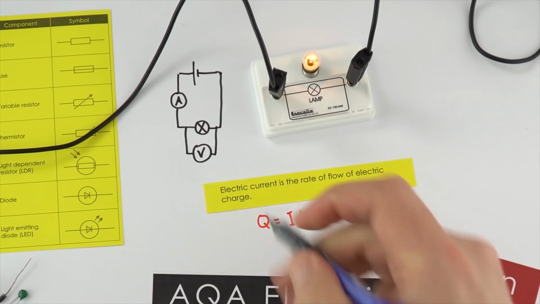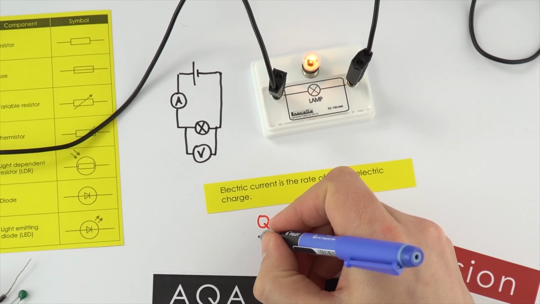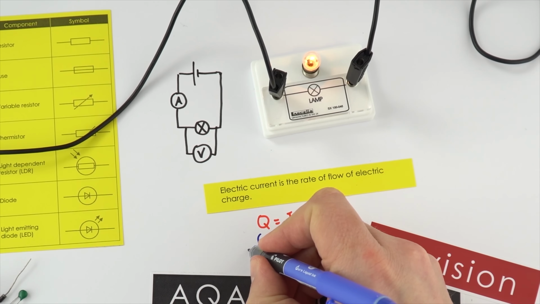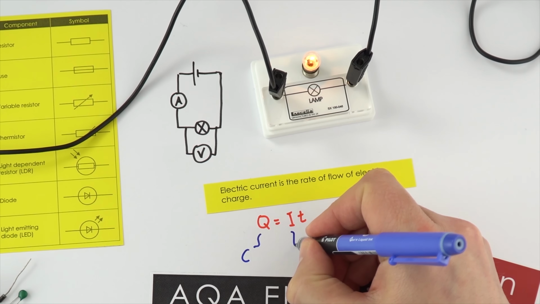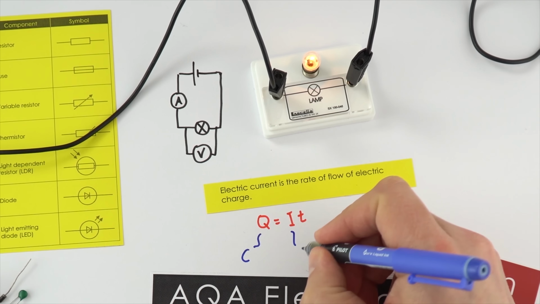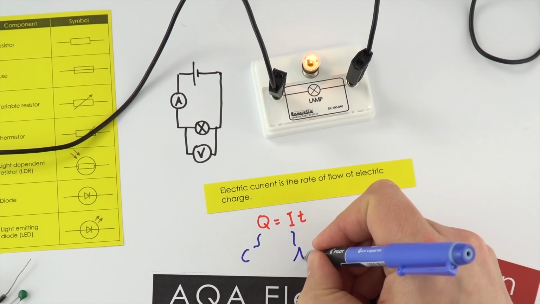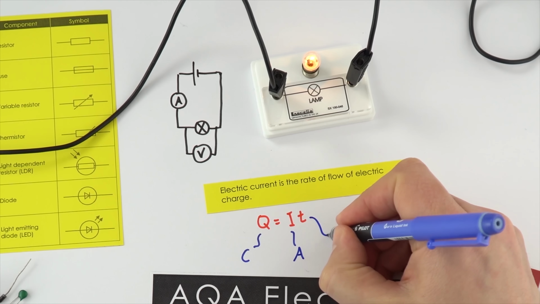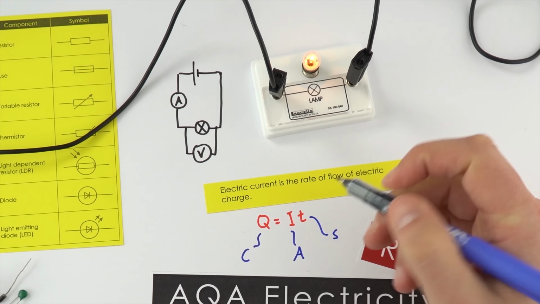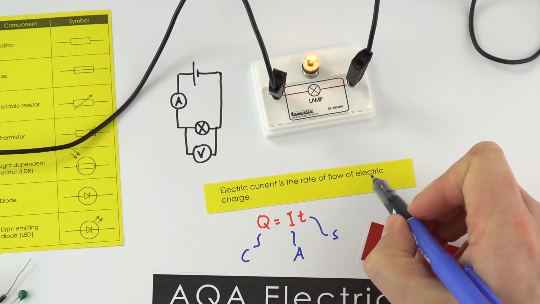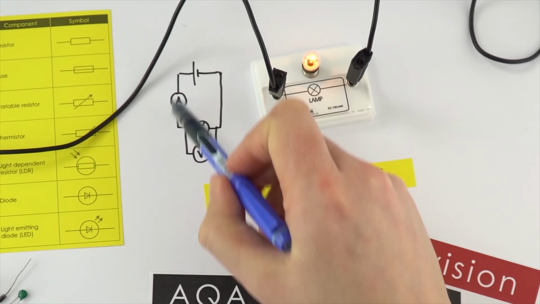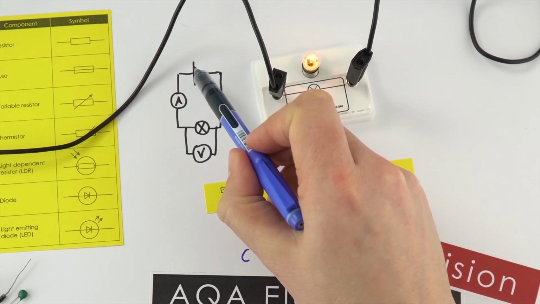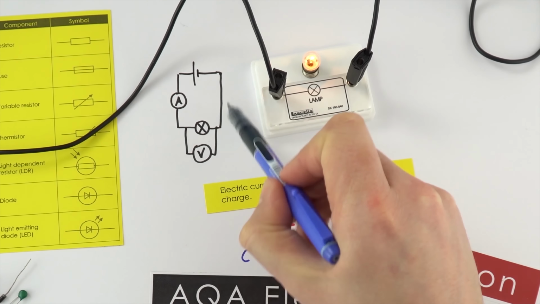Now, somewhat confusingly, we use Q as a symbol for charge, and charge is measured in coulombs. We use I for the current. This is like the intensity of current. And we measure the current in the unit of the amp, and then time we measure in seconds. And really, electric current is a flow of electric charge, and in a circuit like this where we have maybe a DC supply, so it's a direct current, we've got the flow of electrons in the wires.